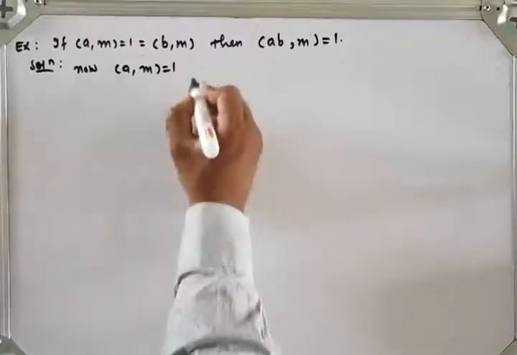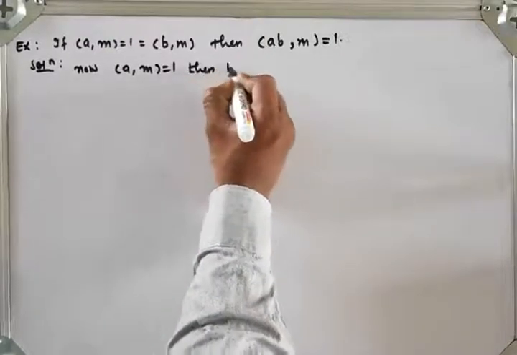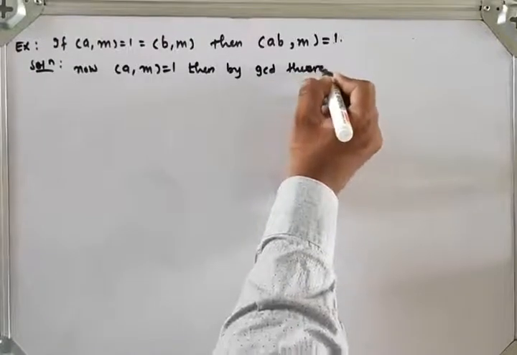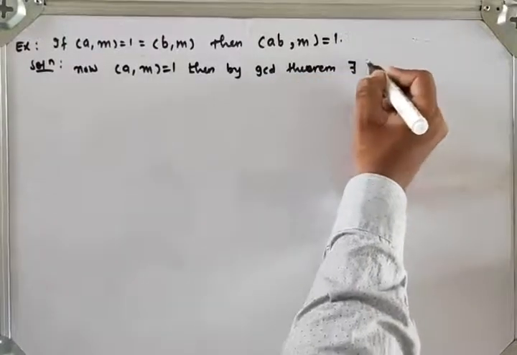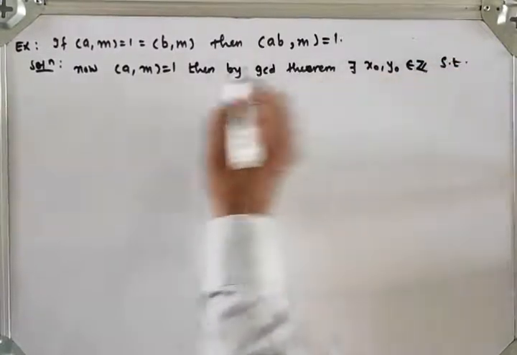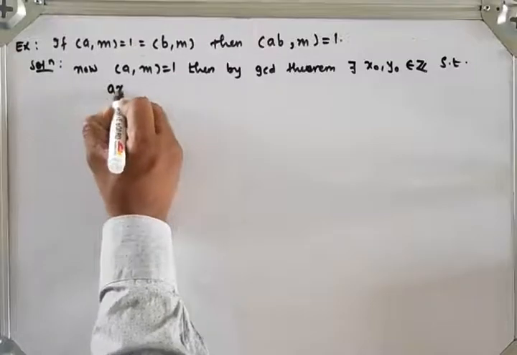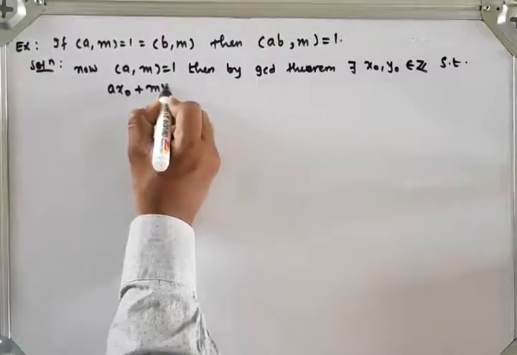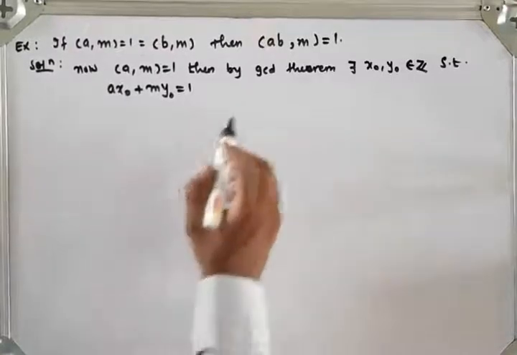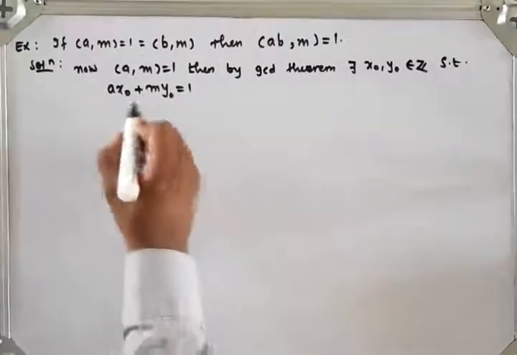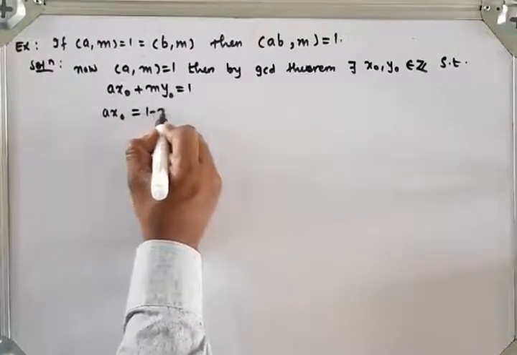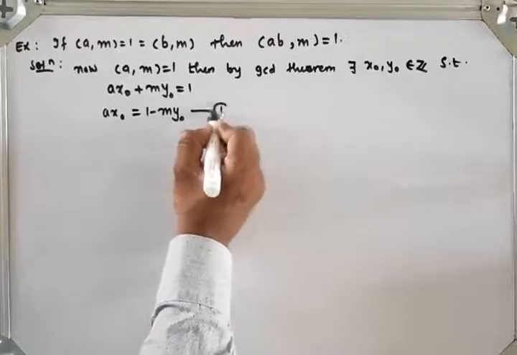Then by using GCD theorem, there exist x naught, y naught belonging to the set of integers such that a x naught plus m y naught is equal to 1, right? So we have to prove that a into b. So I will write this equation as a x naught is equal to 1 minus m y naught. This is equation number 1.